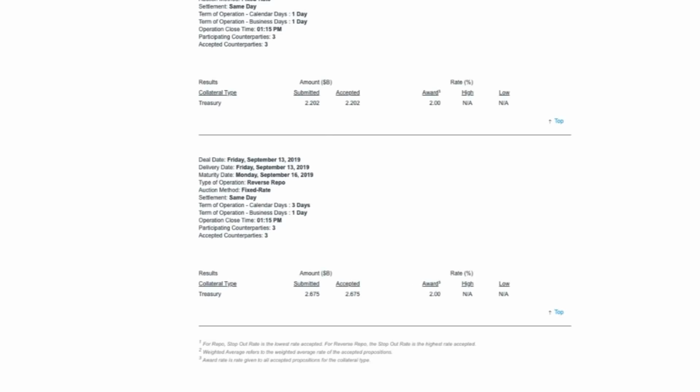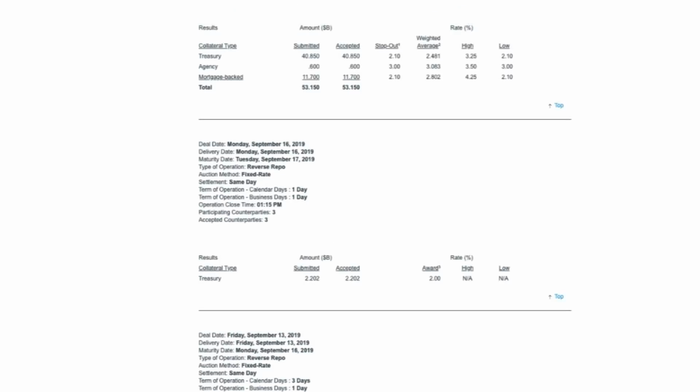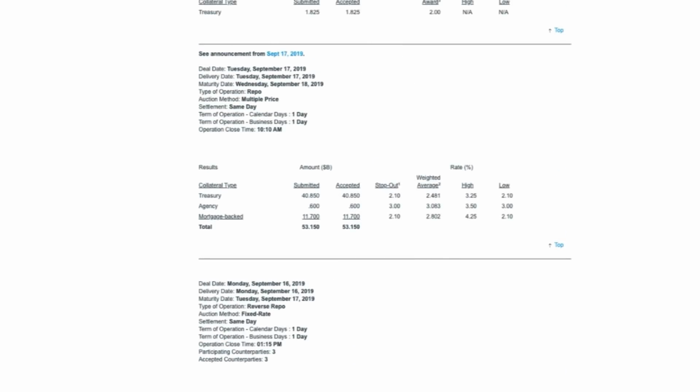Now, if we start looking at some different dates here, let's have a look. So we can see Friday, September 13th, reverse repo, and we can see that it's not a huge amount, 2.675. Monday, September 16th, all of a sudden, look, between Monday, September 16 and Tuesday, September 17, we see it go from reverse repo to repo. And it just went from basically 2.2 submitted to the Fed in a reverse repo sense. We now have the first repo starting.